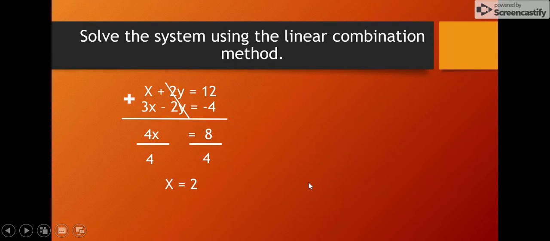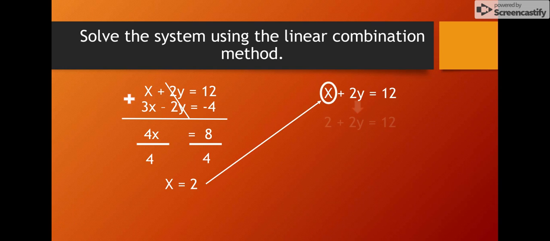Okay, now what do I do with that? I take that 2 that I just found and I plug it into one of my original equations, okay? For me, I'm looking at the first one because x is by itself, so I can easily put in a 2, because I'm substituting that 2 in instead of x. Now I have 2 plus 2y equals 12. So I need to get that 2y by itself, so I need to get rid of that positive 2. How do you get rid of a positive 2?